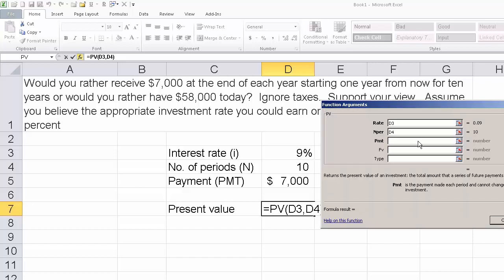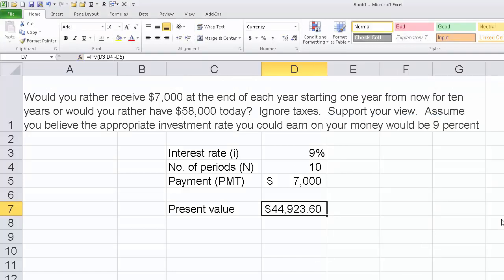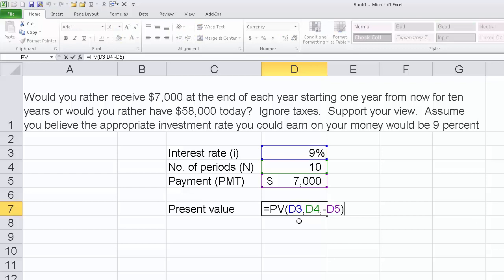We need to know the payment. Now the payment is given as a positive number, but that's going to be a cash outflow, so I'm going to put a minus sign before I point to it. So it's negative. Now, we don't care about the future value, we're interested in the present value, and since the payment occurs at the end, we can either put a 0 in here or leave it blank. I prefer to leave it blank, and when we're done, we come back with a present value of $44,923.60.